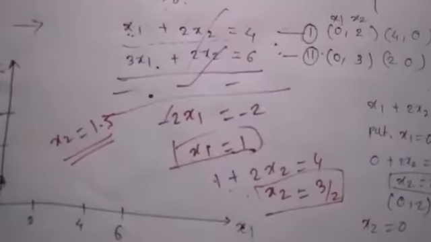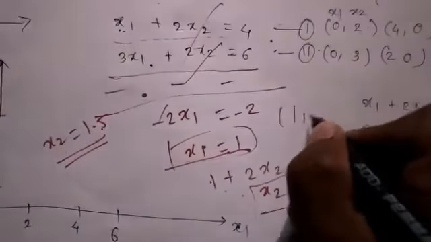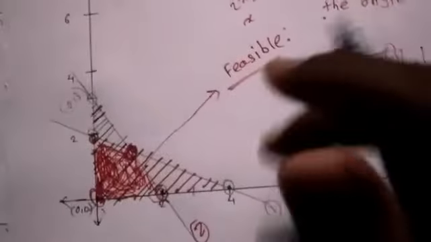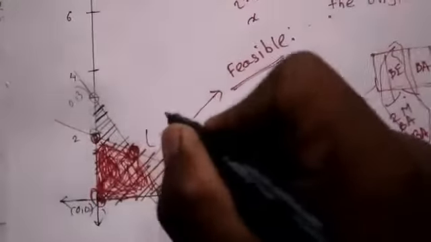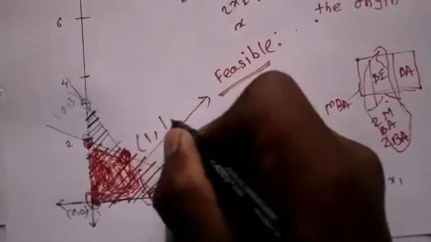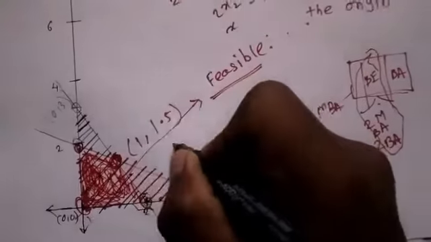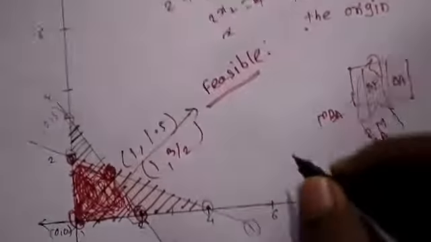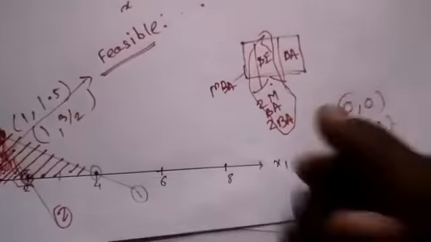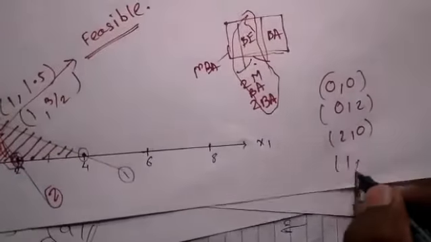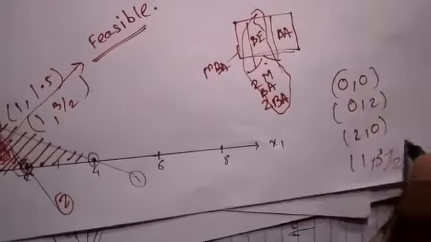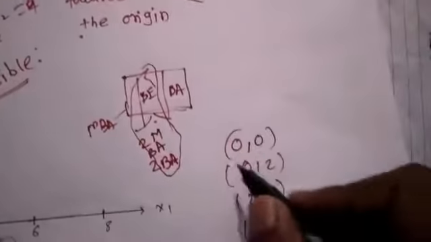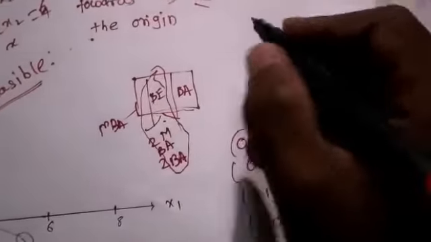Okay, so what is our intersection point? 1, 1.5. The coordinates of this intersection point are 1, 1.5, or we can write 1, 3 by 2. Now we have the 4 corner points. Just put these corner points into the objective function.